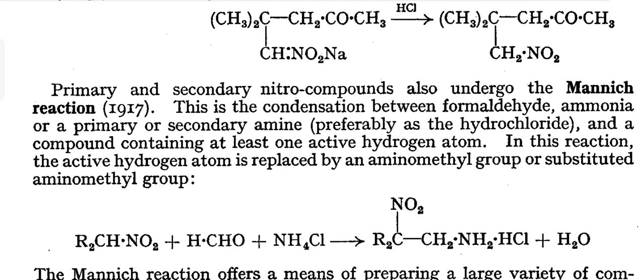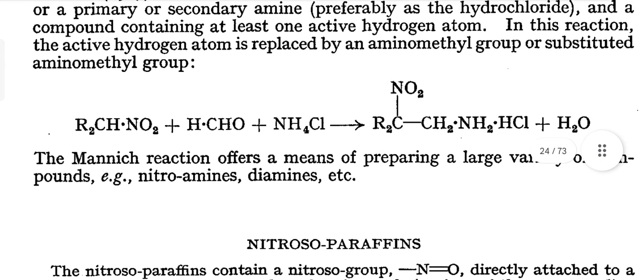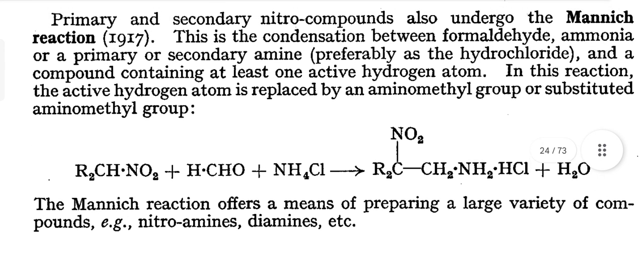and a compound containing at least one active hydrogen. In this reaction, the hydrogen atom is replaced by an aminomethyl group or substituted aminomethyl group. The Mannich reaction offers a means of preparing a large variety of compounds, for example nitroamines, diamines, etc.